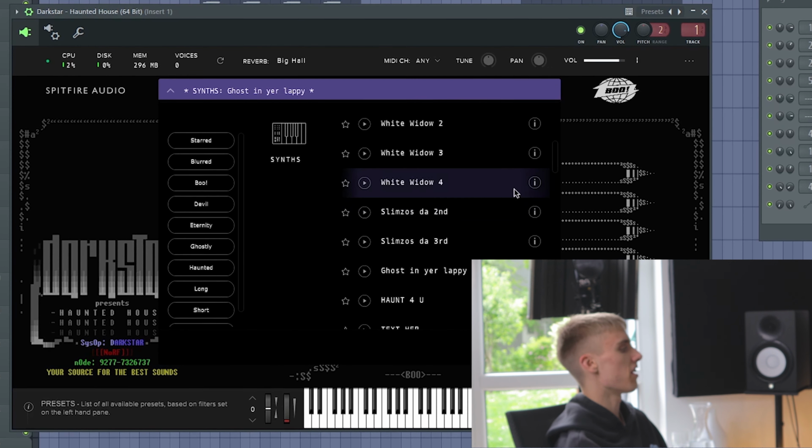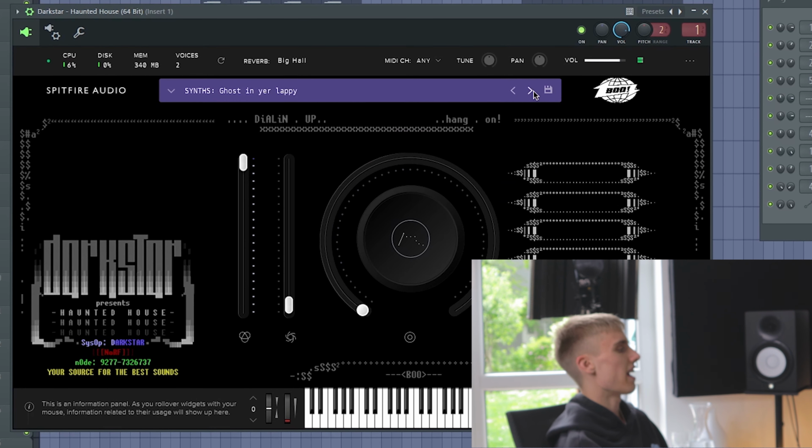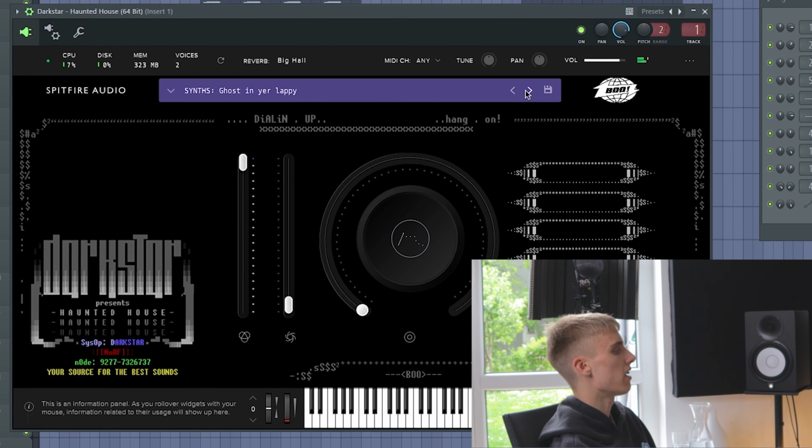All these little VSTs that Spitfire is selling got around 40-50 presets, and this one in specific got very dark sounding, kind of ambient pad key sounds.